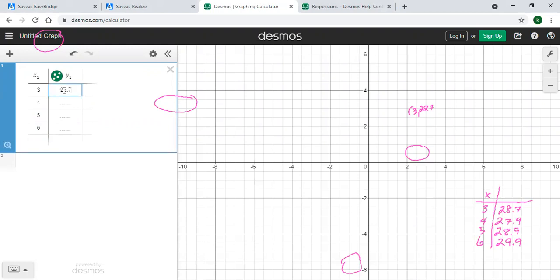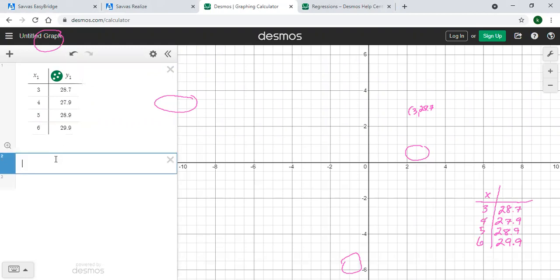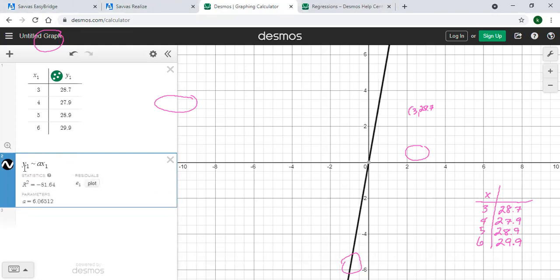28.7, and 27.9, 28.9, and 29.9. All right, so we've got our table, and we go to the next line. Remember how this goes? Y1, the tilde, shift and to the left of the 1 key is where you can get that tilde. Y1 tilde AX1, and the Y1 is because the Y1 in the table up above, and then the X1, because that's the top of the table over there.